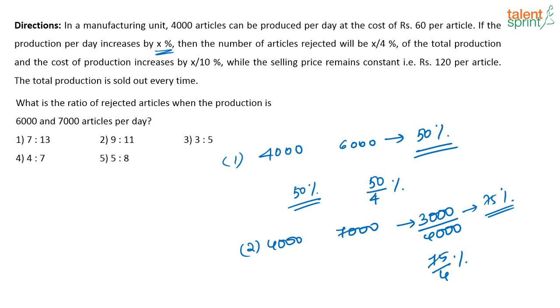Now what is the question? What is the ratio of the rejected articles when the production is 6,000 and 7,000 articles per day? So in the first case, how many articles will be rejected? Totally 6,000 articles will be produced, out of which 50 by 4% of them will be rejected. Or how many articles will be rejected?